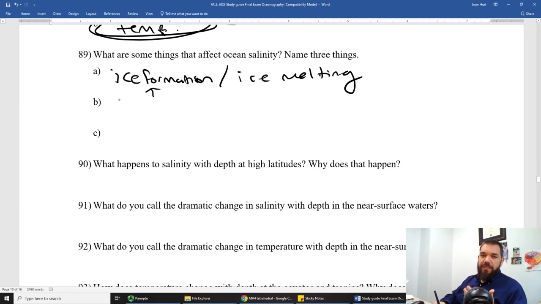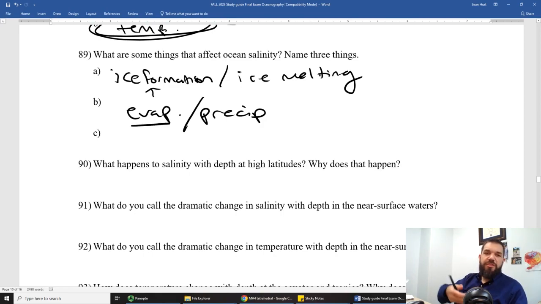So another pair of processes is evaporation and precipitation. So evaporation, of course, tends to make the ocean saltier. Remember, when you evaporate the water, it doesn't take the salt with it. It leaves the salt behind. So the residual water gets saltier. Precipitation, on the other hand, dilutes the surface water, right? When rain falls, of course, that salt water doesn't fall from the sky. That would be horrible. It's fresh water, so it dilutes the saltiness of the upper ocean. The last thing that you want to put here is runoff.